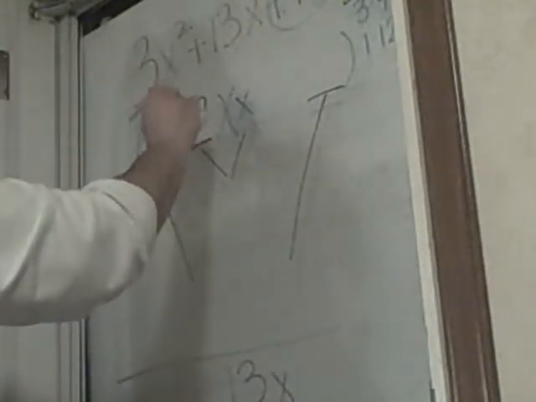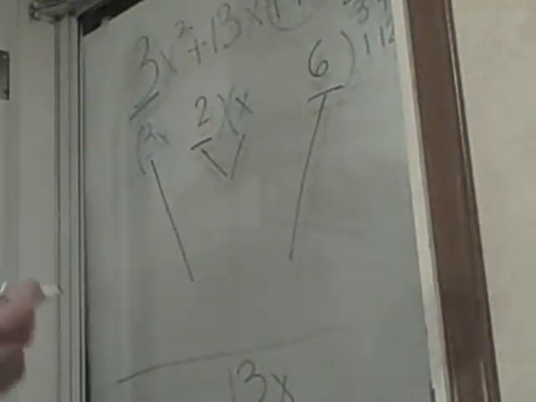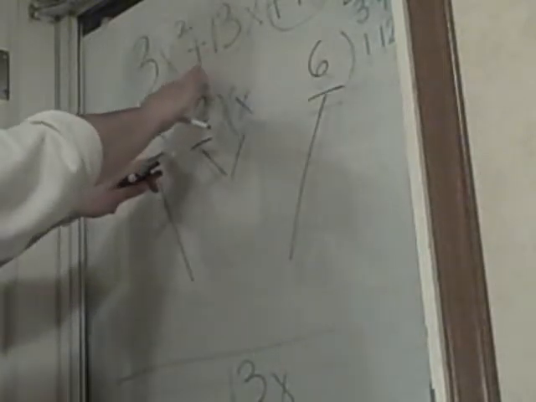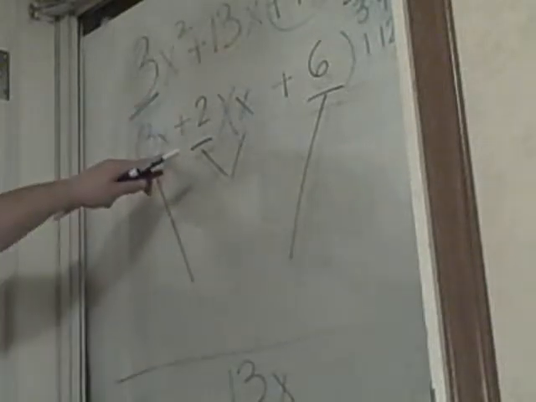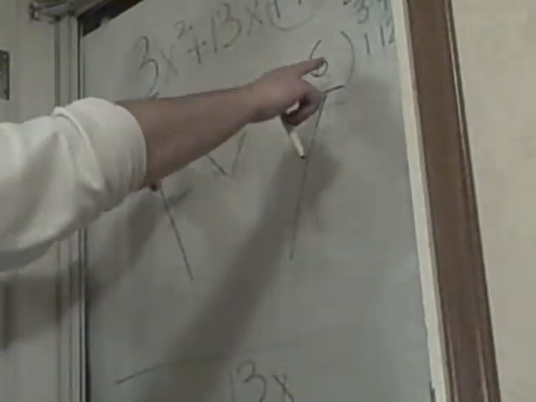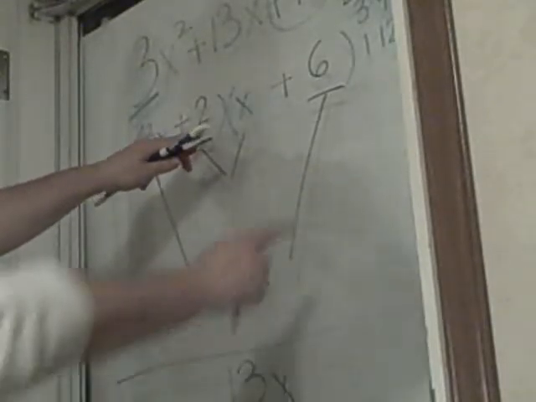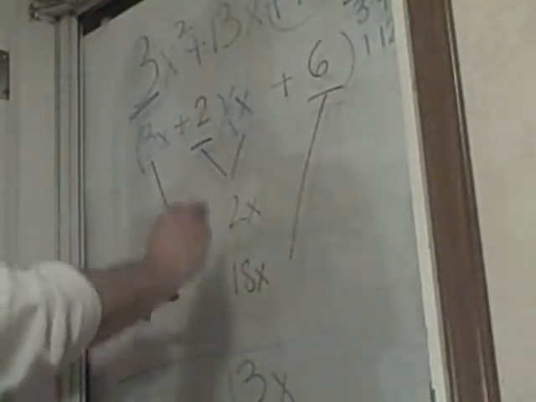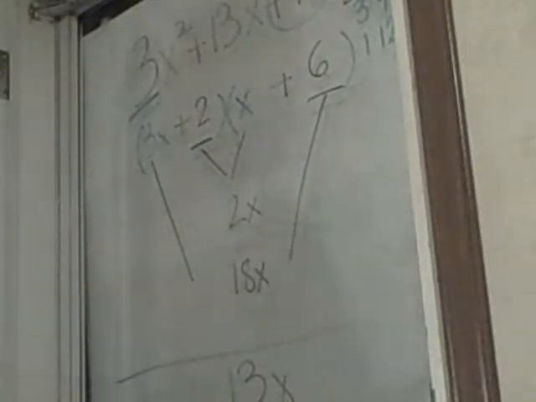I put a 2 here and a 6 here. And I multiply and see what happens. I multiply 3x times 6. This here is positive. This here is positive. So for the first example, both of those things are positive. 3x times 6 is 18x. And 2 times x is 2x. When I combine those two, do I get 13x? The answer is no, I don't. So that's not the right combination.